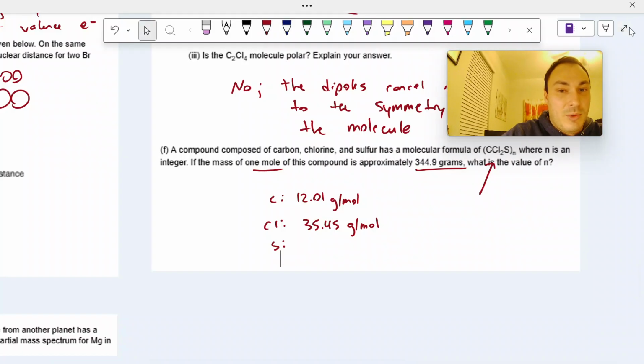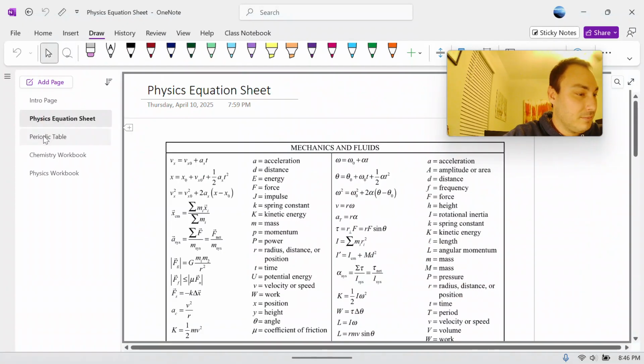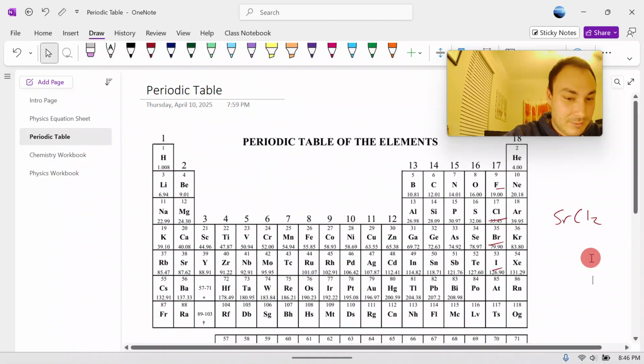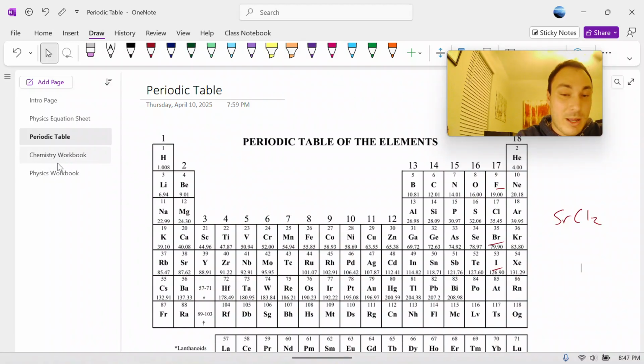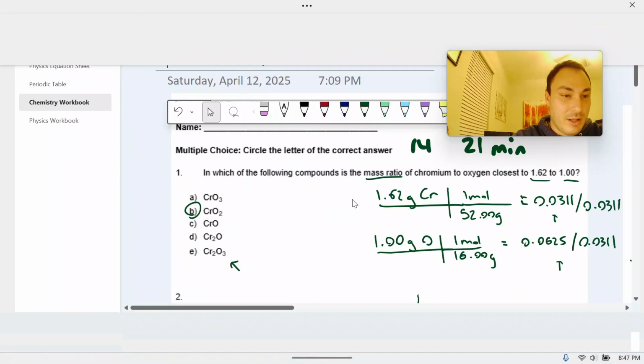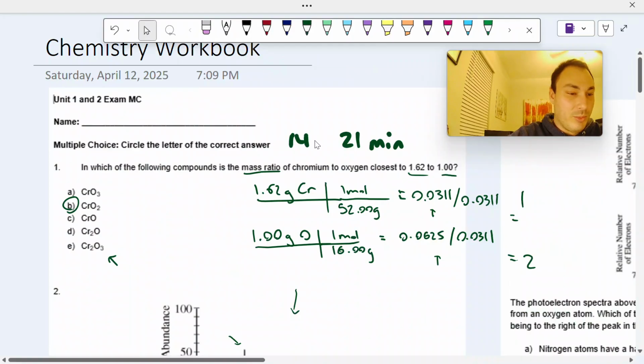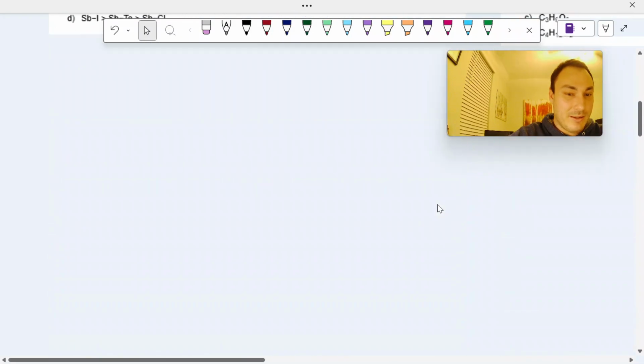So to the periodic table. All right, chlorine is 35.45. Woohoo, go me. I do deserve to be a chemistry teacher. Sulfur is 32.06. So let's go back to the chemistry workbook. Full screen it, get away from the multiple choice. We've already been through that.